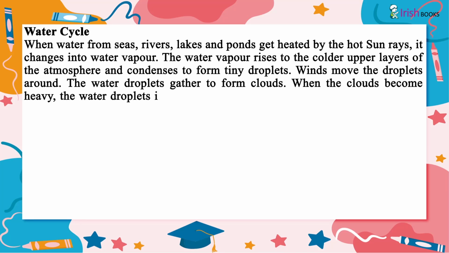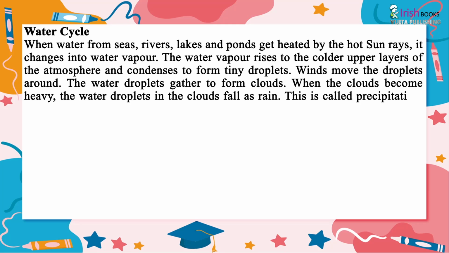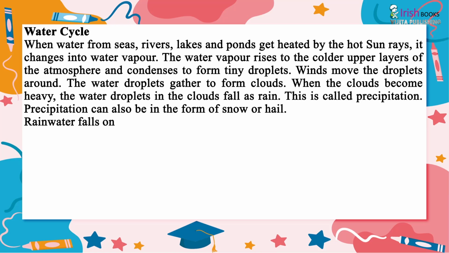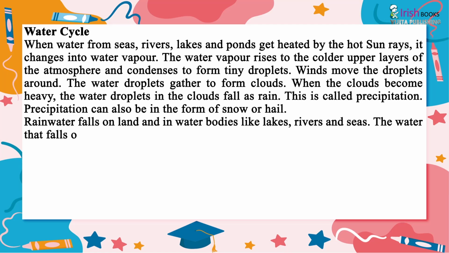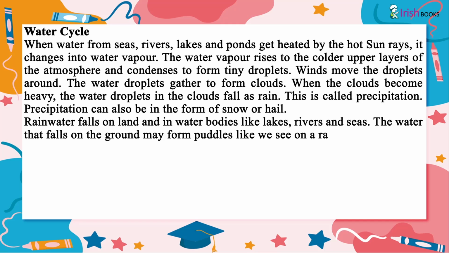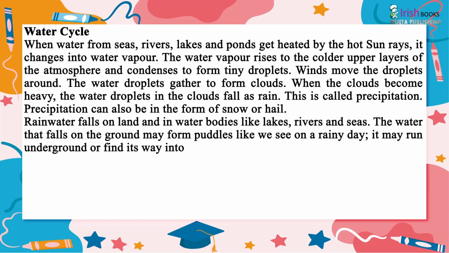Clouds gather and grow heavy, and the water droplets in the clouds fall as rain. This is called precipitation. Precipitation can also be in the form of snow or hail. Rainwater falls on land and in water bodies like lakes, rivers, and seas. The water that falls on the ground may form puddles like we see on a rainy day.